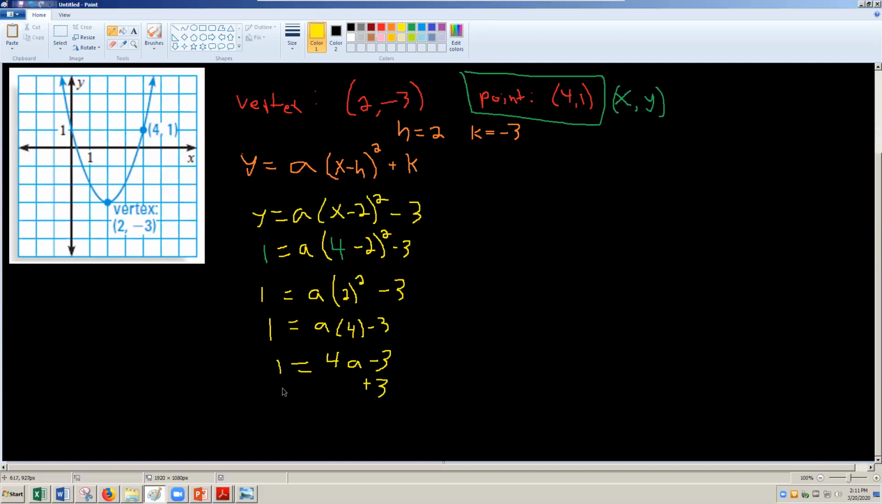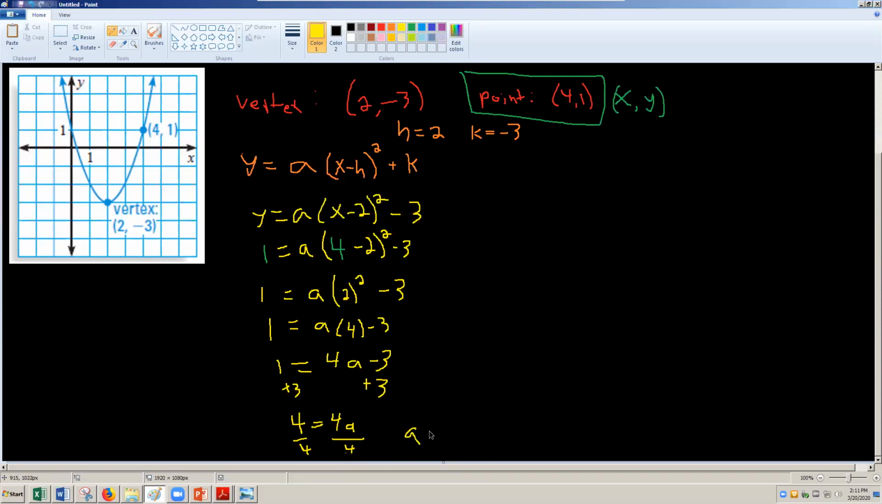Add 3 to both sides. So I get 4 equals 4a. Divide by 4. Divide by 4. That 4 kind of looks like a y, but not anymore.